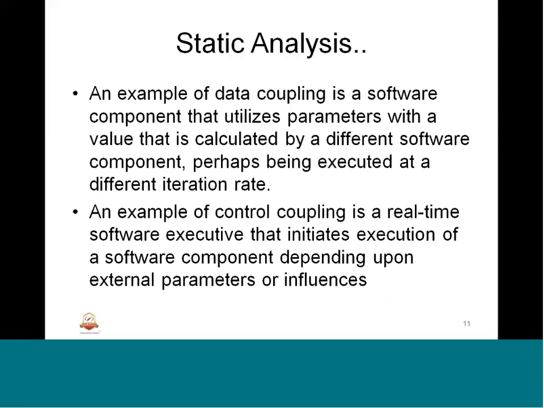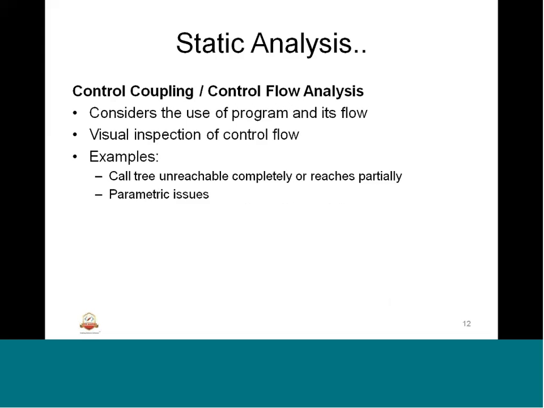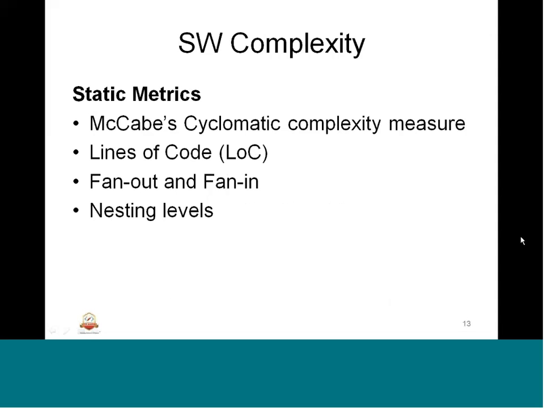We have studied examples in the other session too. With the help of control coupling and control flow analysis, we can see if there are any unreachable paths, partially or completely, or any parametric issues so that the flow is not proper, and we can have a visual inspection of the control flow.